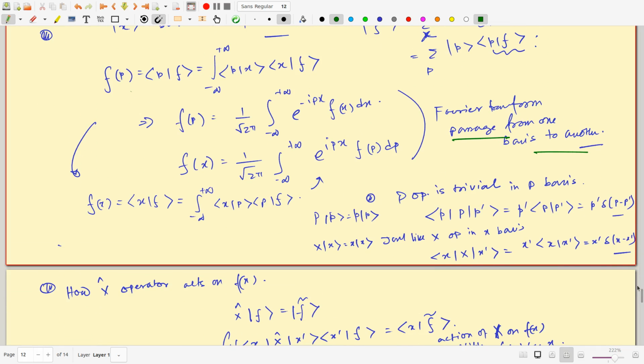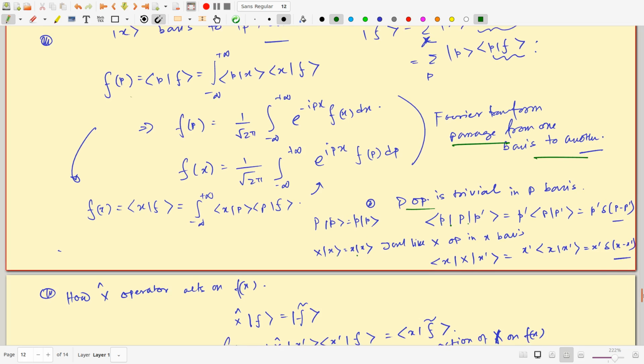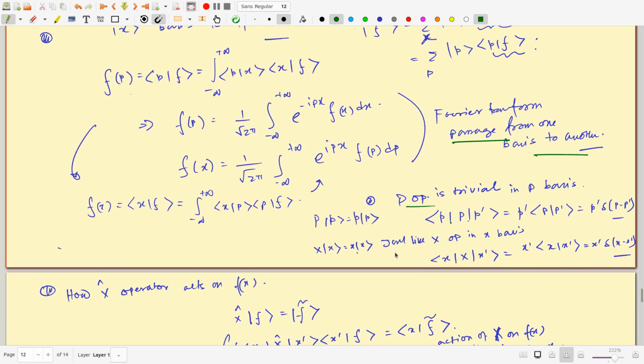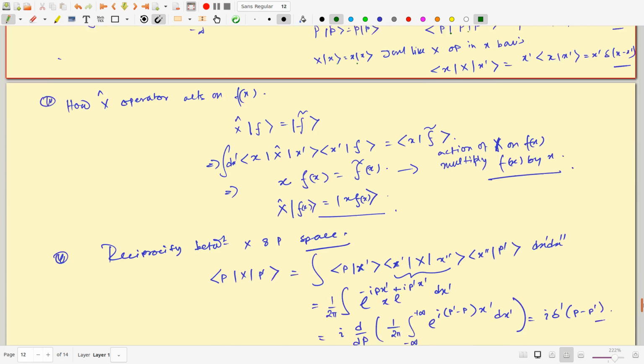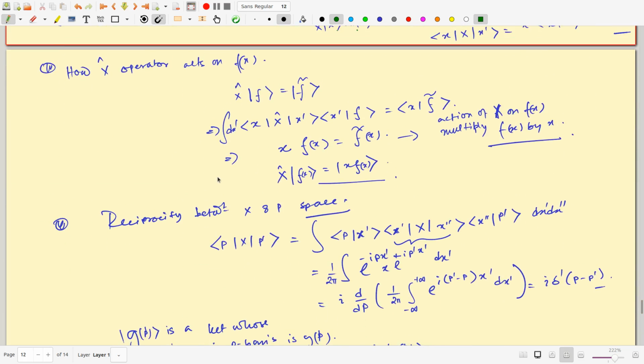Okay, now we realize that this p operator is trivial in the p basis, just like the x operator is trivial in the x basis. If I put the p operator between these two and look at the matrix form in the p basis, it's just p prime on the diagonal, and similarly for x prime. But we have realized that the p operator in the x basis is not so, it is i d/dx, and in a similar way you can show the x operator in the p basis is i d/dp. So here we write it down.